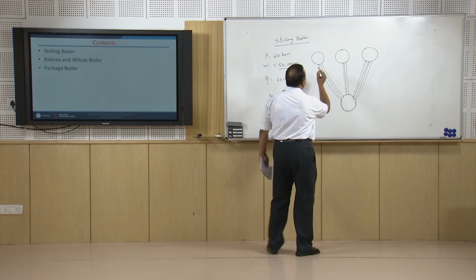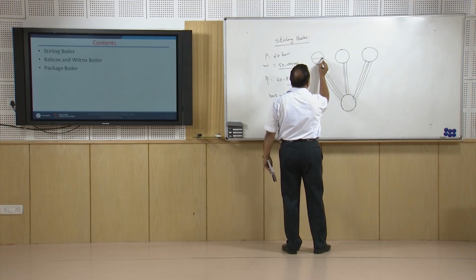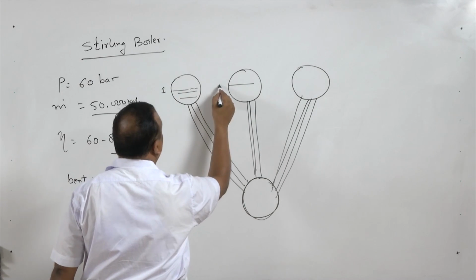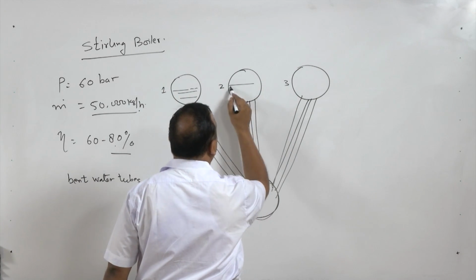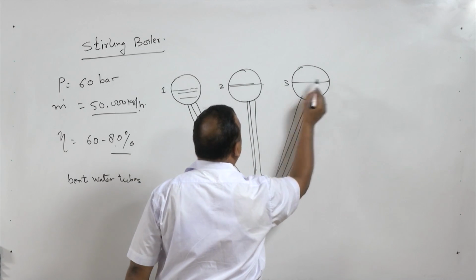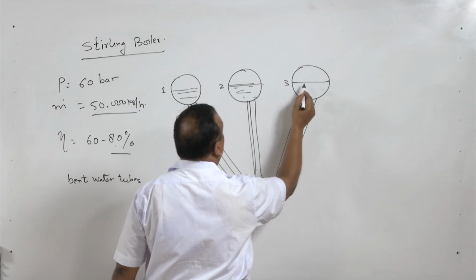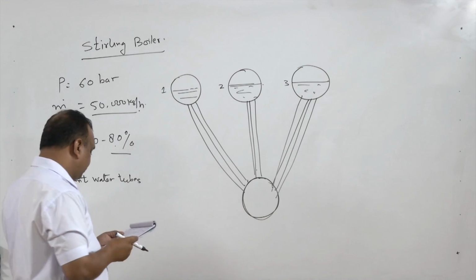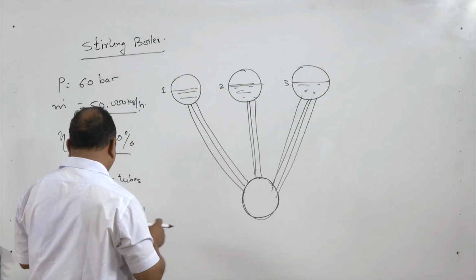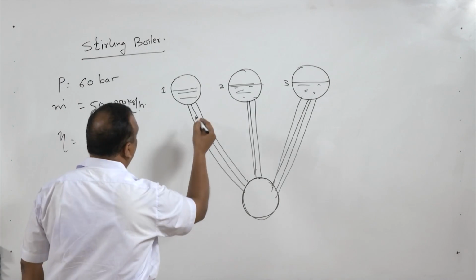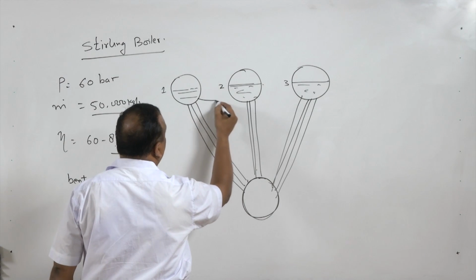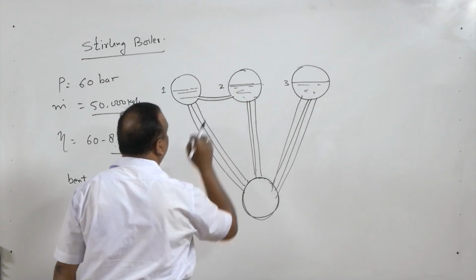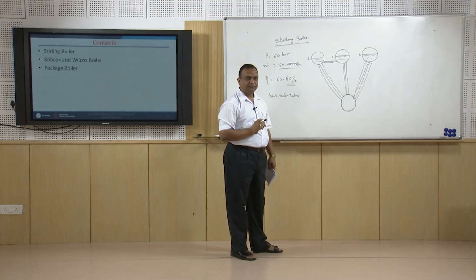It is ensured that the water level in these drums, this is drum 1, this is drum 2, let us say this is drum 3, is maintained the same in all the drums. Now, how is it possible? It is possible when we put circulating tubes between these two, or these two drums are interconnected. They are known as circulating tubes.